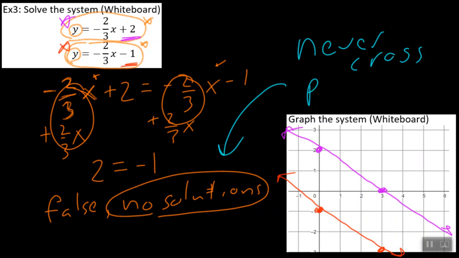And what do we call that? Well, we call that parallel. And you know what? You could have known that these two lines were parallel. You could have known that they would have never crossed. And you could have known that there was no solution if you had seen that they had the same slope.